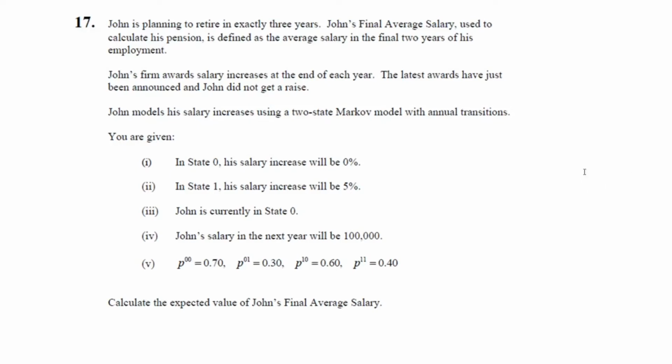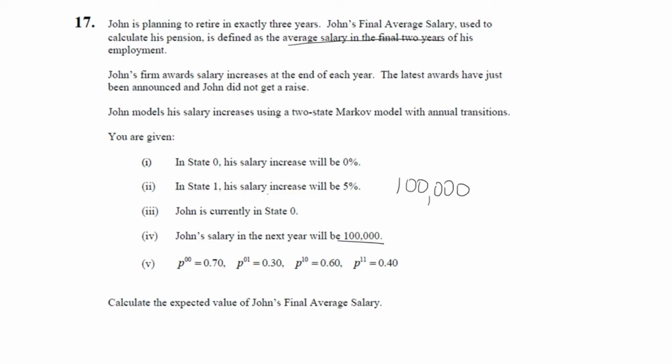In this problem, we're looking for the average salary in the final 2 years of John's employment. So he starts off at state 0, which has 0 increase, and in state 0, he's paying $100,000. So he has two options. He can go to state 1 or stay in state 0.